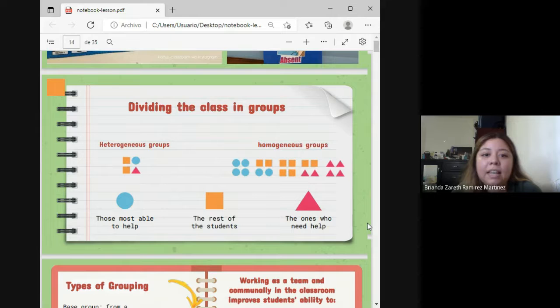Then we have the homogeneous grouping. In this distribution, the students function at a similar academic and social level. For example, the children with trouble understanding or with special needs are placed in one group, while the gifted and talented students are placed in another. Homogeneous grouping helps all students in the classroom stay on the same page as their other classmates.